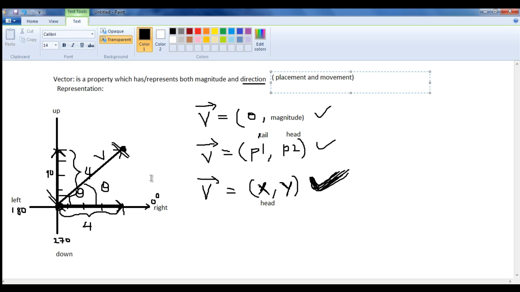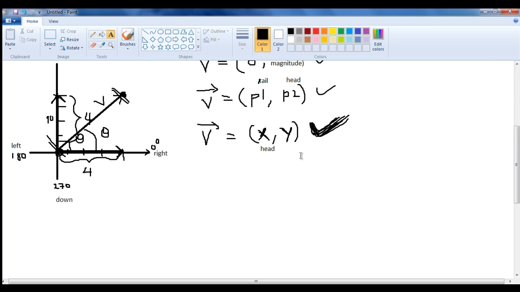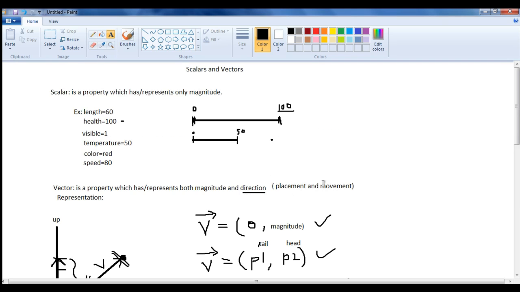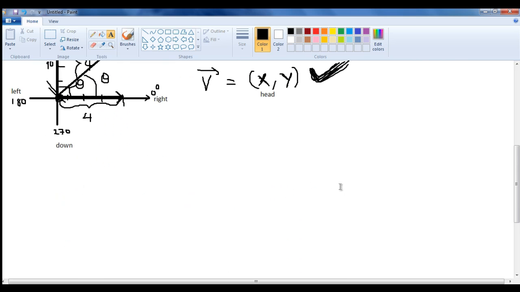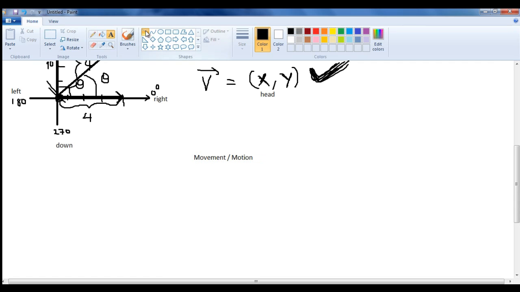In our real world also, we are surrounded by many vectors. Now let us proceed and check what else we can do. As I told you, vectors are responsible for placement and movement. Actually, vectors are responsible for the movement of the object. I especially added this term called placement because it is easier for me to explain to you guys. Let's proceed and understand movement, or we say motion of objects. We are going to discuss the movement or motion of the object.